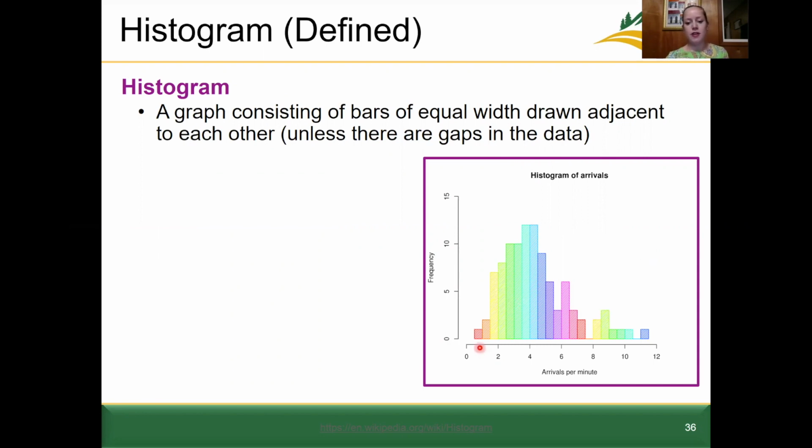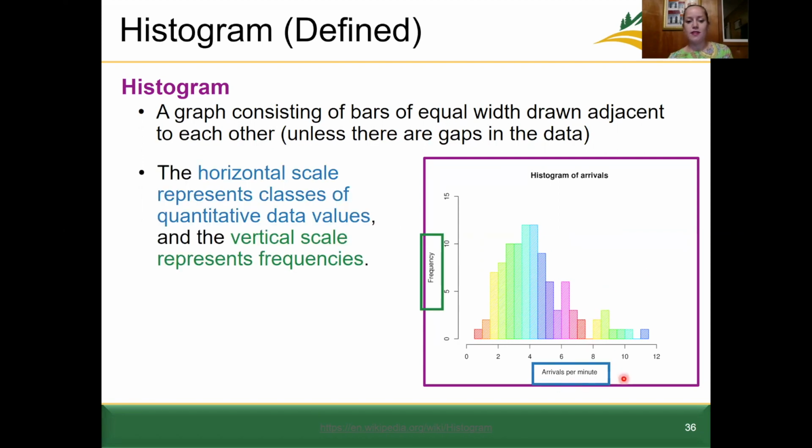So these are all equal width. If there are gaps in the data, like there are in this histogram, that means that there are no data points for that category. For histograms, you'll always see these bars side by side and only gaps if there are truly gaps in the data. The horizontal scale here represents the classes or categories of quantitative data values. And then on the vertical scale here is our frequencies. So it's really similar to our frequency distribution tables, but now we see the data represented like this.